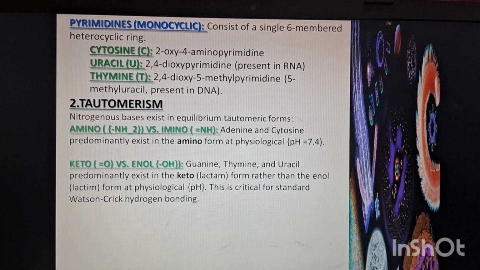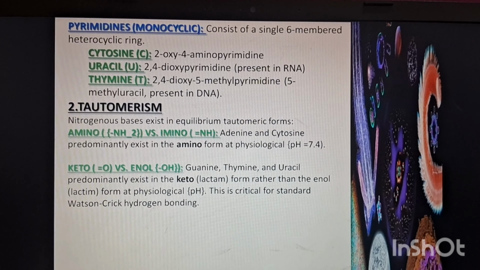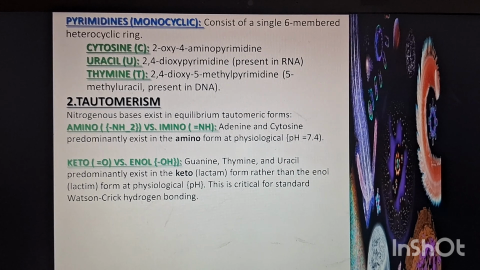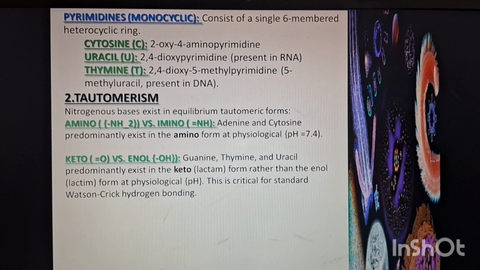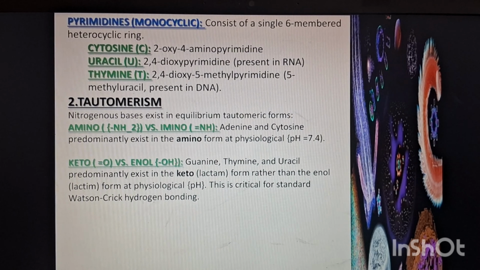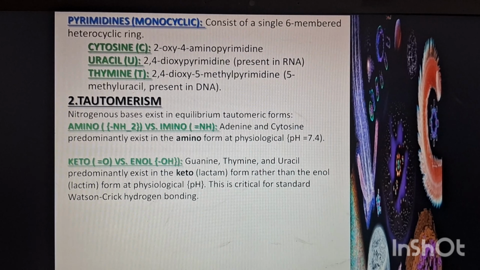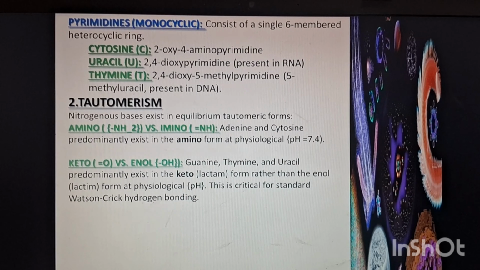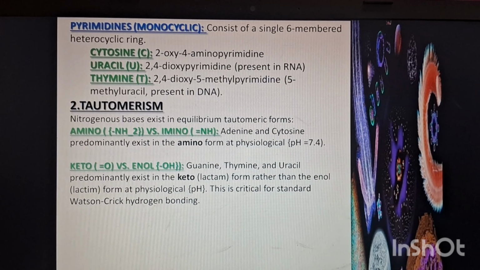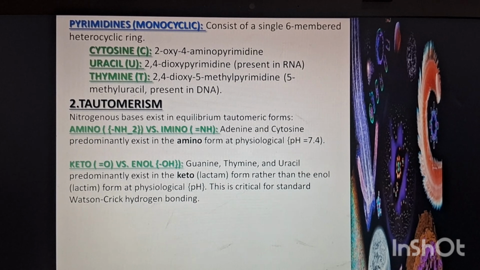Next, pyrimidines. This is a monocyclic ring, consisting of a single 6-membered heterocyclic ring. Pyrimidine components are cytosine, uracil and thymine. The chemical name of cytosine is 2-oxy-4-aminopyrimidine. The chemical name of uracil is 2,4-dioxypyrimidine. And the chemical name of thymine is 2,4-dioxy-5-methylpyrimidine. It is also called 5-methyluracil, which is present in DNA.